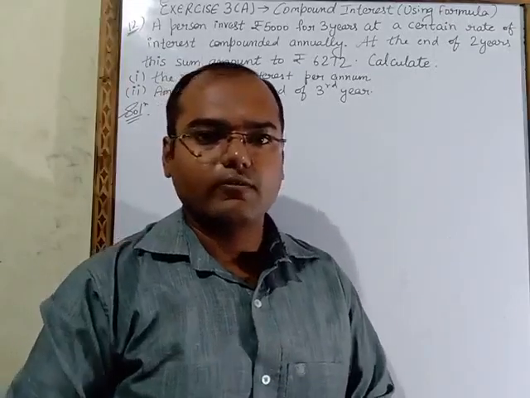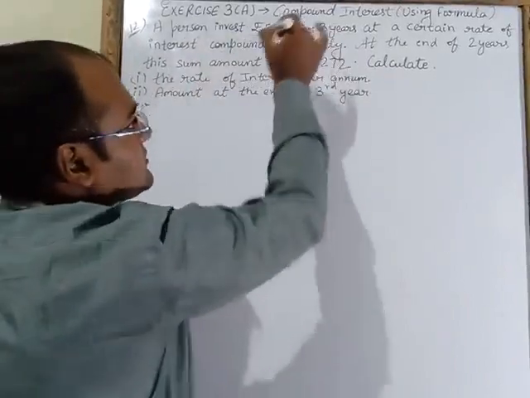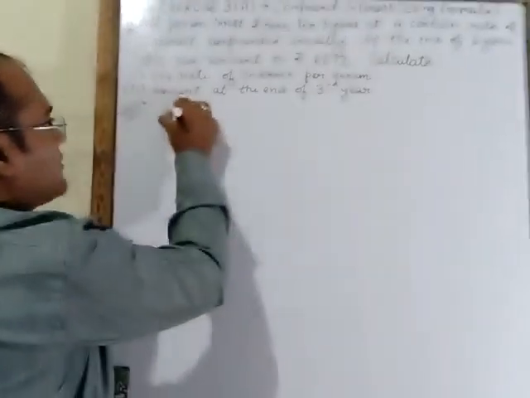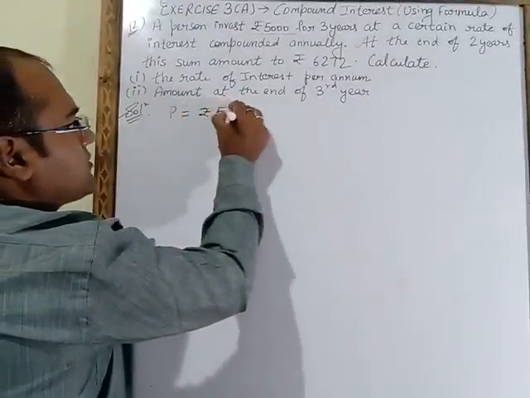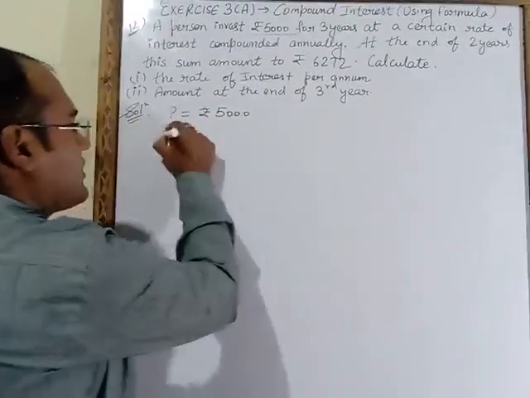Now see question number 12. 12th question is, a person invests rupees 5,000. Investment is given, so this is the principal. Principal is equal to rupees 5,000 for 3 years. And number of years?